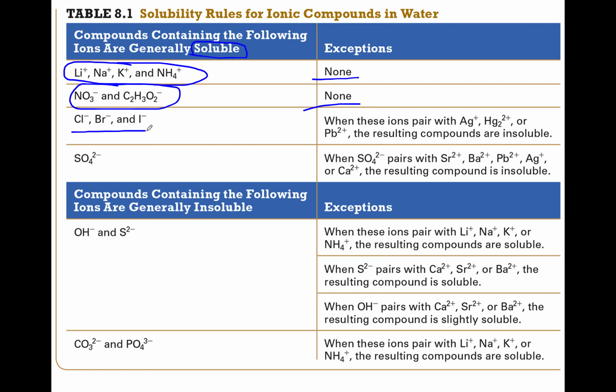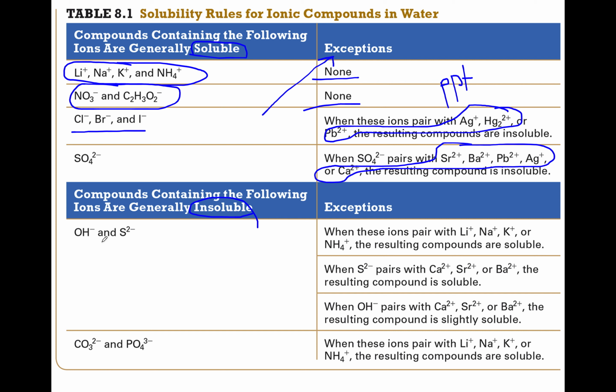Chloride, bromide, iodide are soluble, except with silver, mercury, lead. Of course in CHEM200, those are exceptions. Sulfate is soluble, except with this group. That's really important to think about: if you have a soluble rule, then the exception to a soluble rule is that it's a solid. That's what all of these exceptions are. These are precipitates.